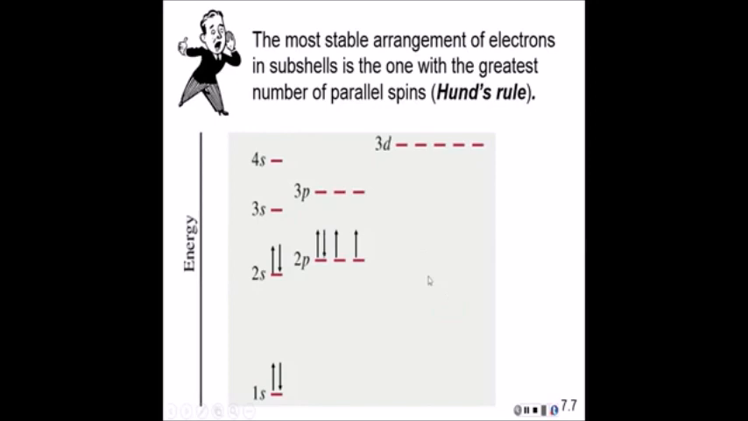Oxygen with 8 looks like that. Fluorine with 9 would look like this. And then neon with 10 would look like that. So you notice with neon, all of the orbitals are filled. Not only that, the first energy level is filled, and the second energy level is filled. And this is why neon is so stable and chemically unreactive.